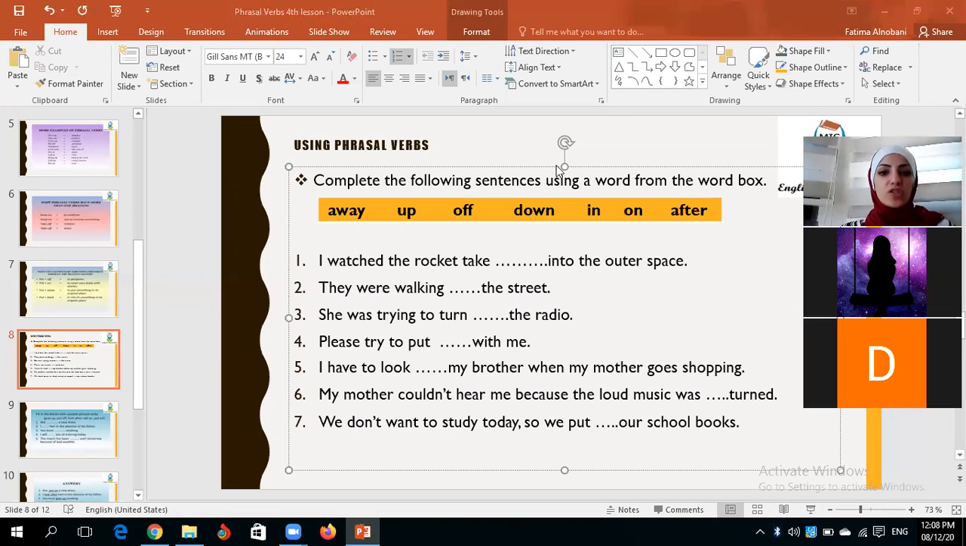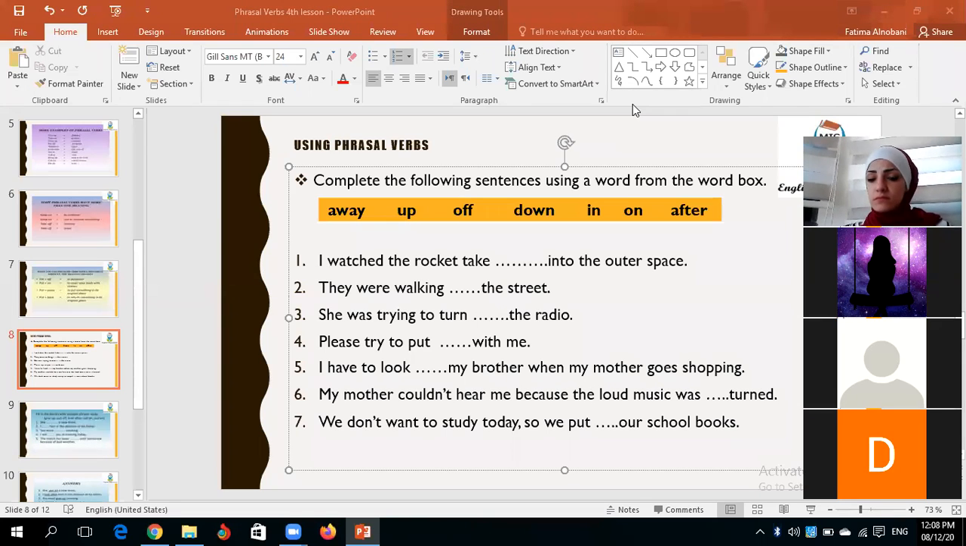Let's go to the third one. She was trying to turn the radio. To turn what, the radio? To turn on. To turn on the radio, or off. To turn off the radio. It's either on or off. Good. Or turn it up, if you can use it. You can turn it up. You can turn it off.